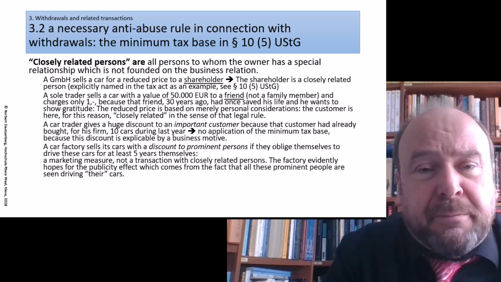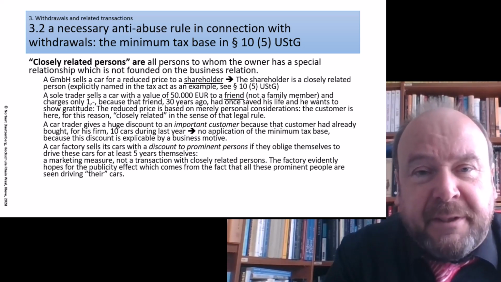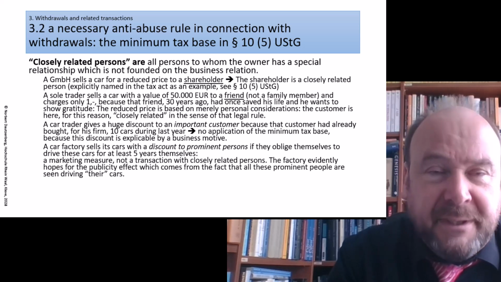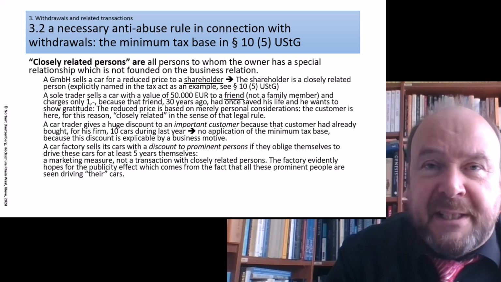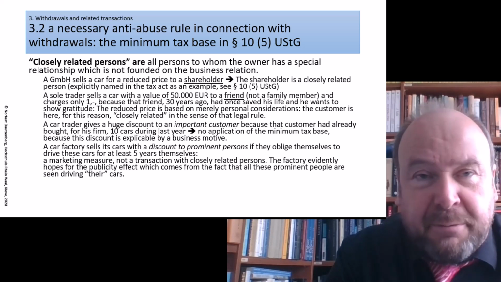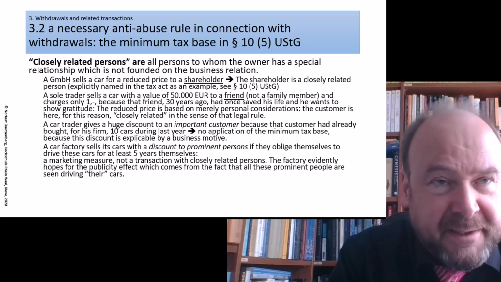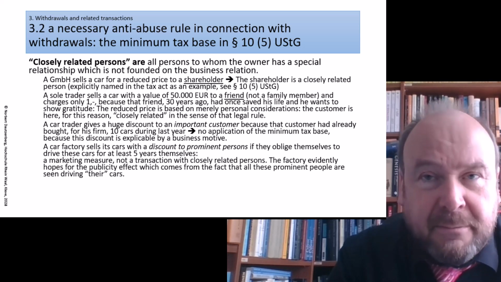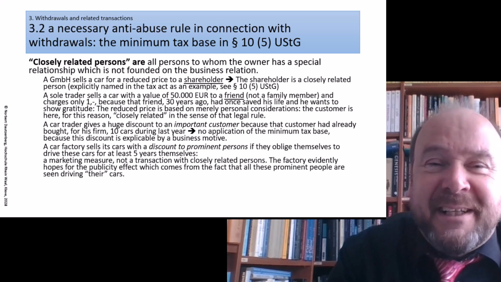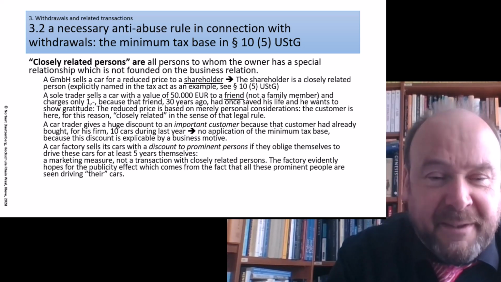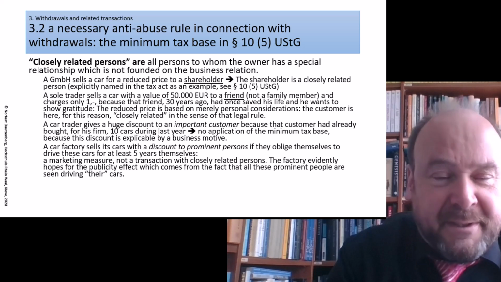In that case, it would be clearly evident that the price has been set for personal reasons. So you test: the net price would be 84 cents and the minimum tax base would be higher, so that in the end the VAT is calculated on the basis of the 50,000 purchase price at the moment.